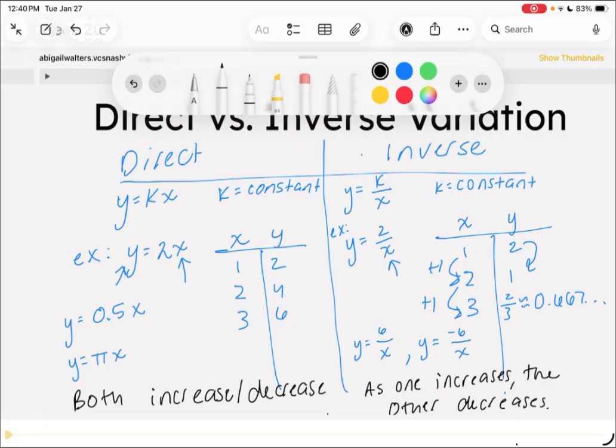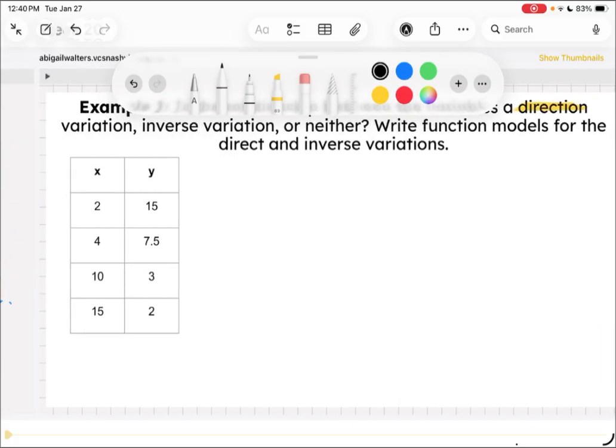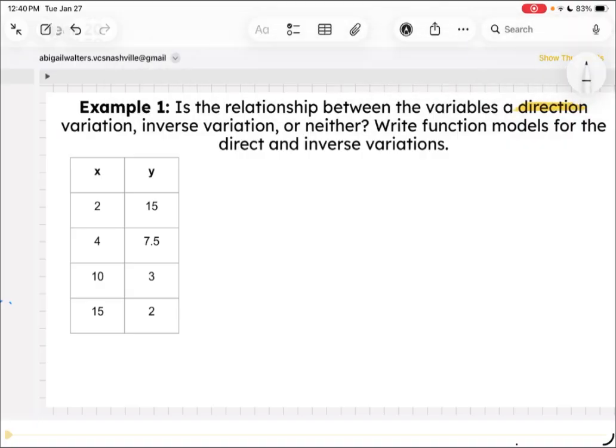Okay, so that's direct and inverse variation. So what we're going to do now is look at a table, and we're going to try to figure out if it is direct, inverse, or neither. This should not say direction, it should say direct. Sorry for that typo. Let's look at the table and see if we can see any patterns that would help us determine if it's direct, inverse, or neither.